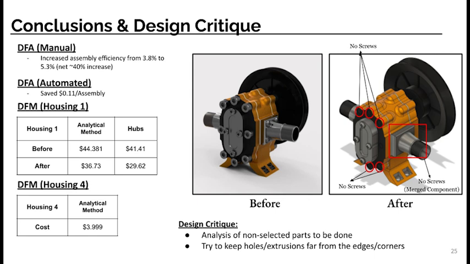As for the design critique, we want to analyze the non-selected parts for further optimization while keeping the holes and extrusions far from the edges. If we could start over again, we would like to lay emphasis on product family design, FAST as well as FCMM, as these helped us to optimize the assembly sequence at the very start of the project and also helped us identify the key parts for the design for assembly.